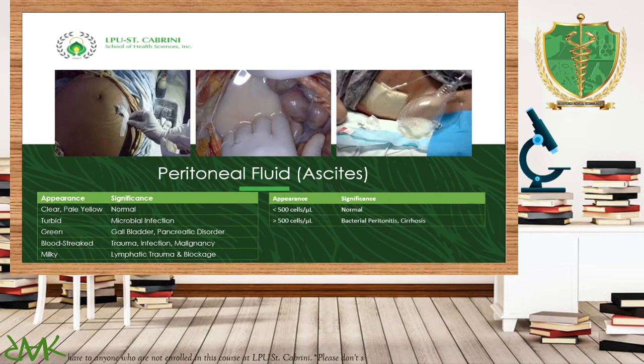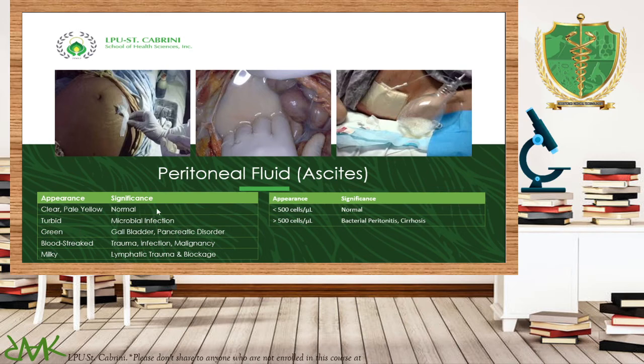Now, how about peritoneal fluid? This is what I told you a while ago, that peritoneal fluid is also known as ascites. Again, it appears clear, pale yellow as a normal appearance, and a turbid ascites or turbid peritoneal fluid is correlated with microbial infection. Bakit nagiging turbid? Why is it that peritoneal fluid becomes turbid in cases of bacterial or microbial infection? Because of the multiplication of the microorganism in the fluid.